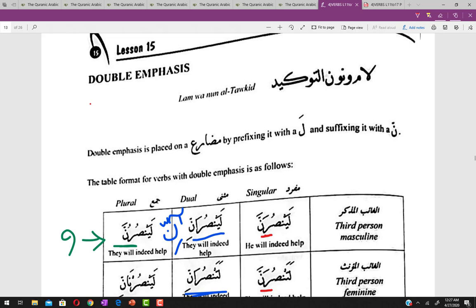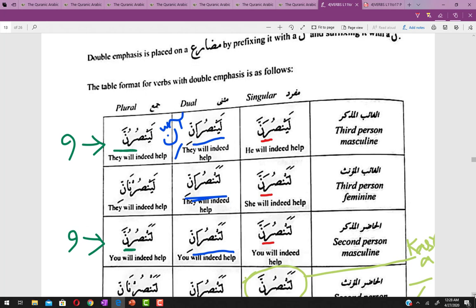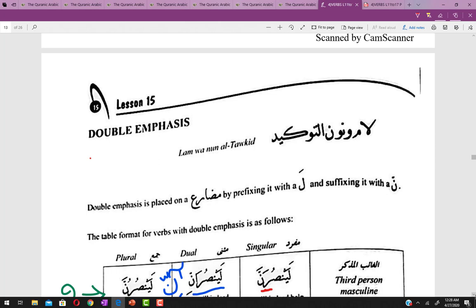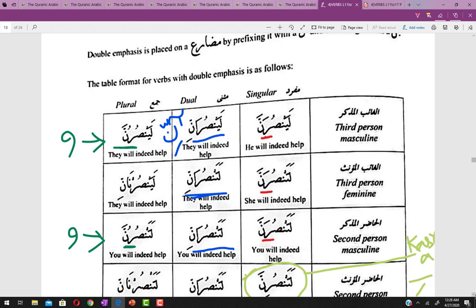Now the table format for verbs with double emphasis is as follows. So here we have the mudare chart with the lam tawkeed and the noon tawkeed. We have lam tawkeed which begins with the lam with a fatha and ends with a noon with a shadda. So let's take nasara yansuru, right, which means to help. So we are using lam and noon tawkeed for that. The third person masculine would be layansuranna, layansuranni, layansurunna. So here we have yansuranna.